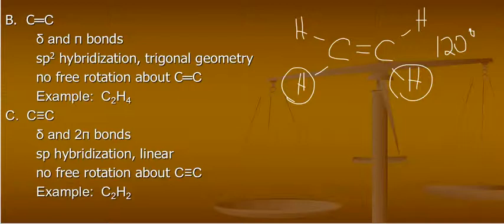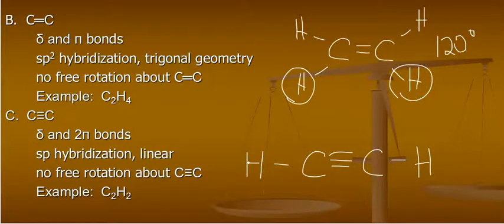And then you have carbon-carbon triple bond, sigma and 2 pi bonds. Hybridization is sp, it's linear, so the bond angle is 180. Just like with double bonds, there's no free rotation. So C2H2 would be an example of that type of molecule.